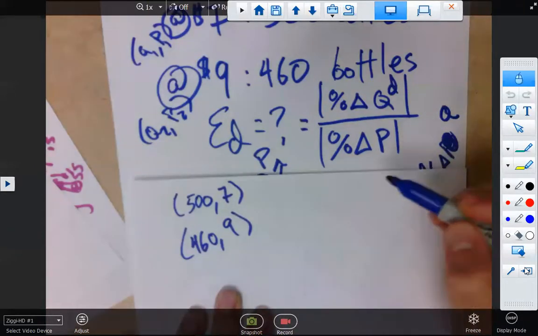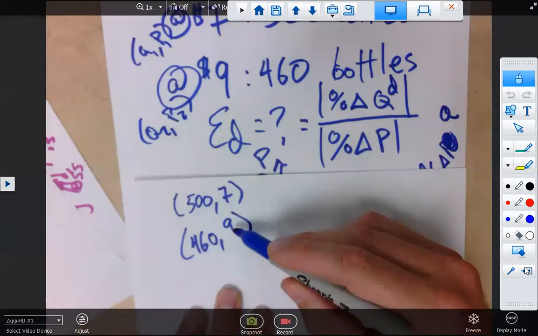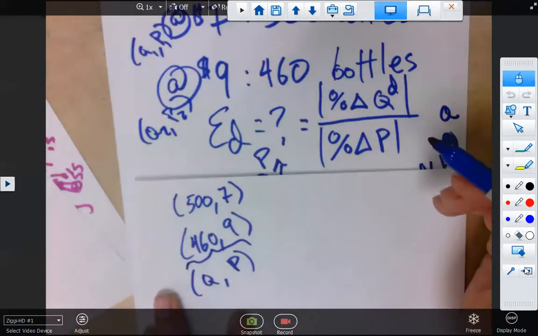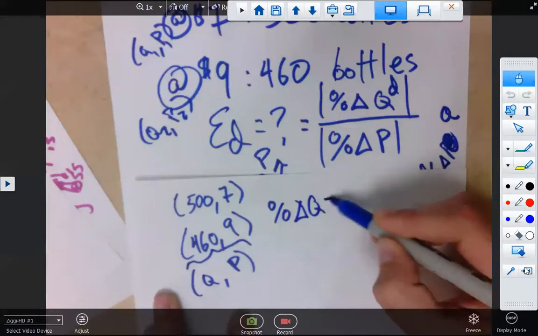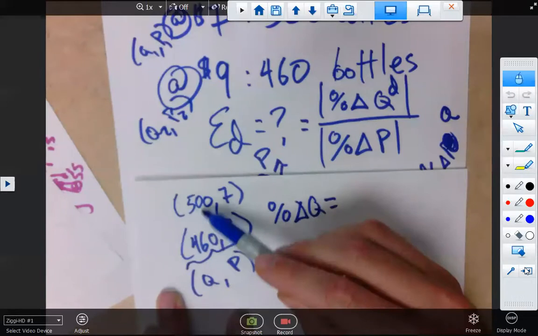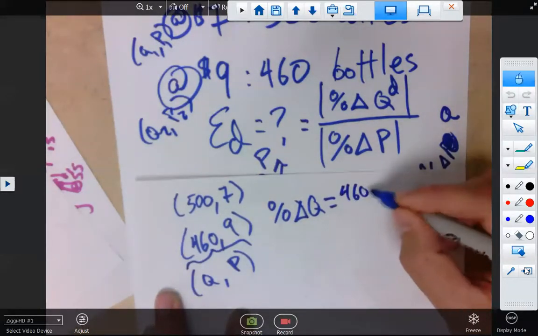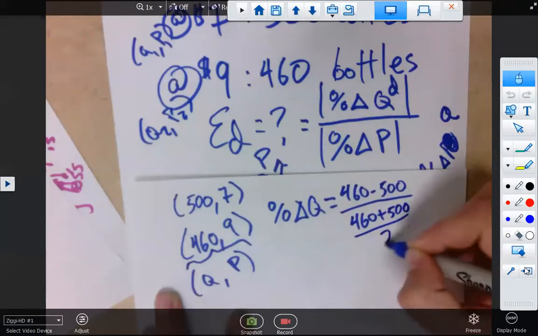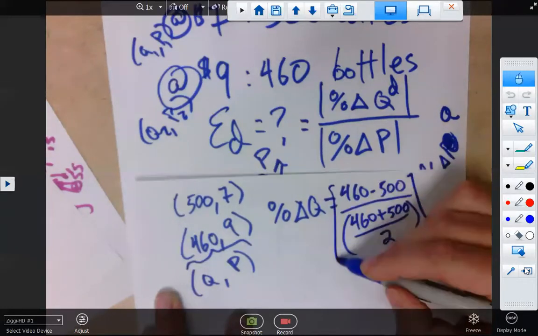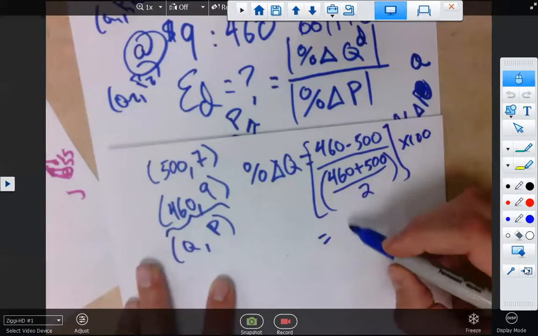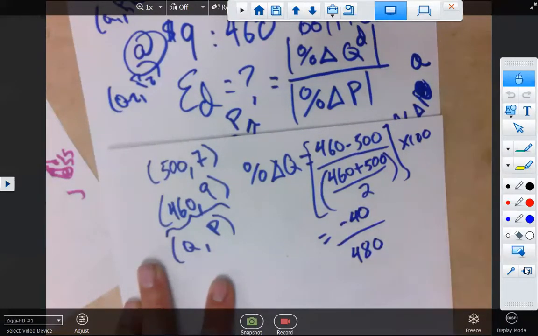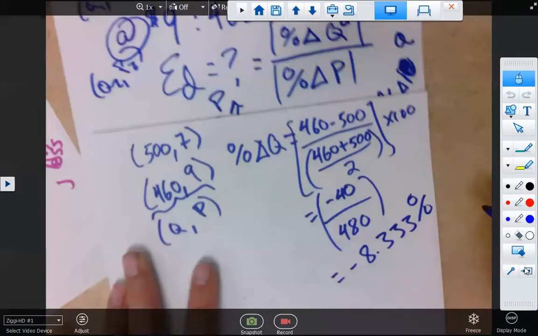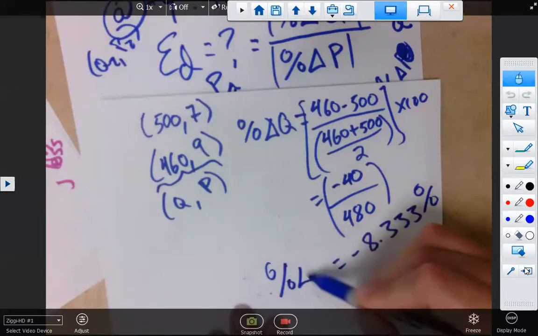And then I'm going to get my percentage change in the quantity demanded first, right? So these are quantity and price. Cool. Everybody with me so far? So then the percent change in the quantity is equal to, and so this is my Q2, this is my Q1. So I'm going to have 460 minus 500 divided by 460 plus 500 over 2, and then all of this times 100. So we end up with negative 40 in the numerator, 480 in the denominator. Negative 8.333% for my percent change in the quantity demanded.